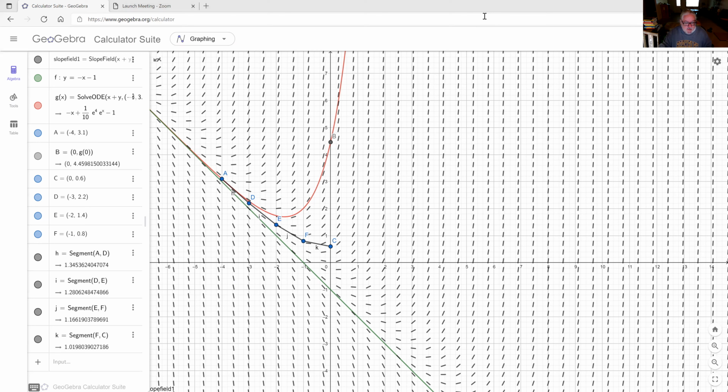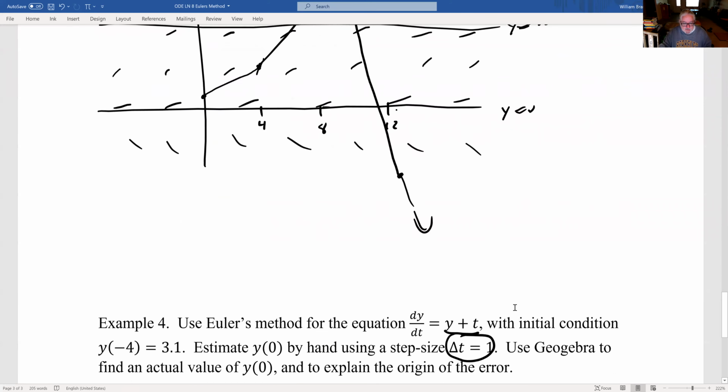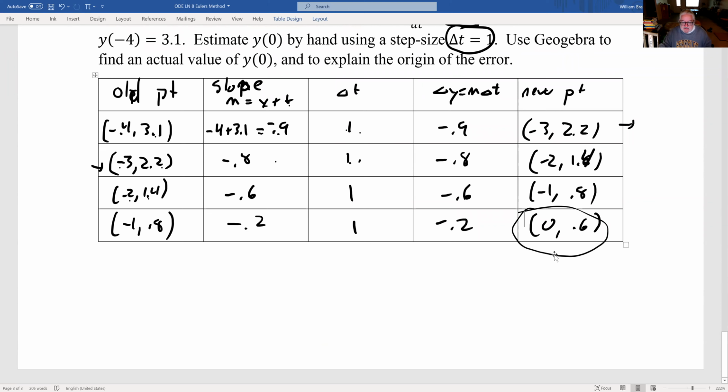Let's see, go back to the notes. This is not a particularly good estimate because our step size was too big, and because the curve curved away from it. And you have to be a little bit careful when you're doing numerical analysis, that you have an understanding of the underlying behavior of the system before you just start plugging stuff in.